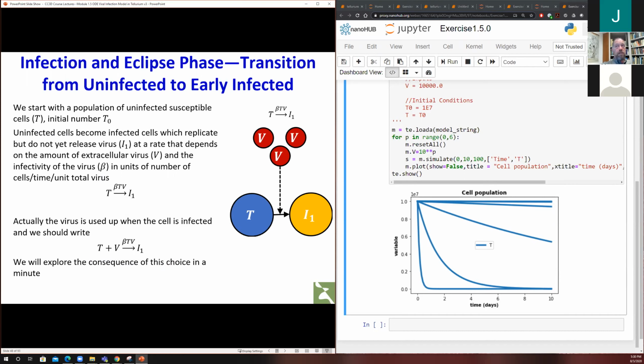We're going to start with a population of uninfected susceptible cells, T, with initial number T0. They're going to become infected at a rate beta times T times V. And as I mentioned, in reality, when a cell becomes infected, the virus that's infecting it is used up. And so perhaps we should really write a rate law where T plus V goes to I1, rather than simply V regulates T going to I1. And we'll try that as an exercise.